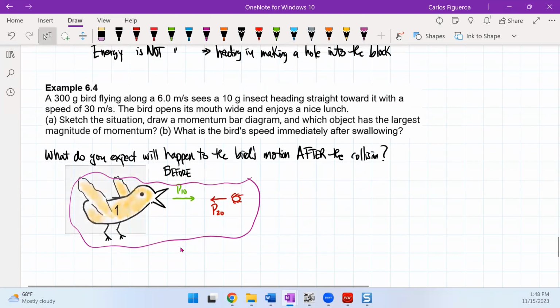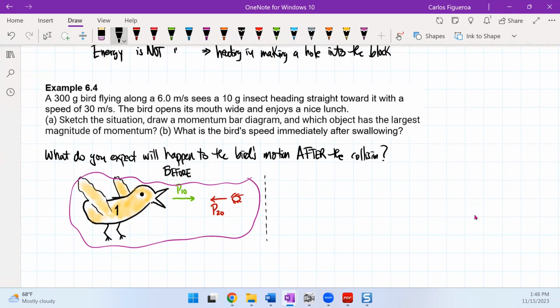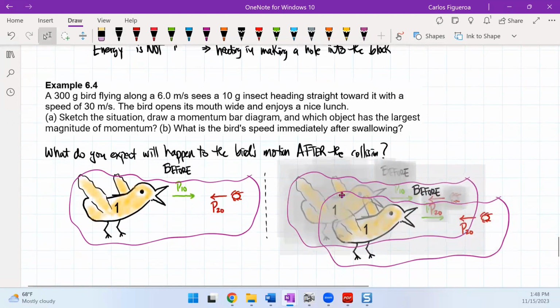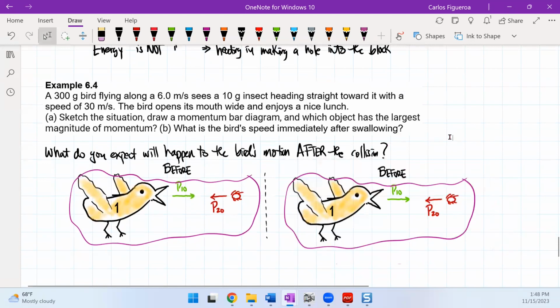So then after the collision, what do we expect the bird to do? Do we expect the bird to stop? I'm guessing that the answer is no. I don't expect the bird to stop. So what has happened now? If I paste this thing and just modify this a little bit, the bird continues to move forward. I would guess that the bird is moving forward.